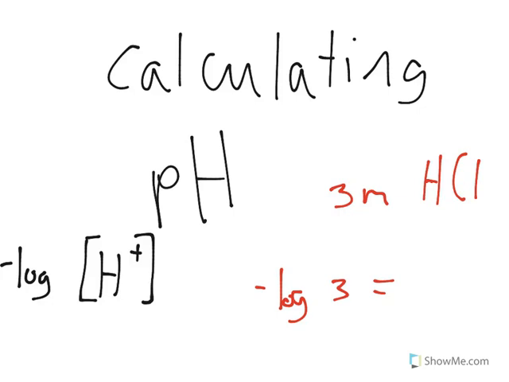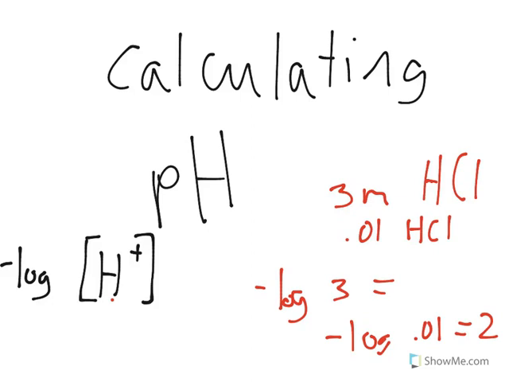Something more common would be something like 0.01 molar HCl. Trying to calculate the pH of that, you would do the negative log of 0.01, and I believe that would make our answer 2. So the pH would be 2 on that. So simple as that. For calculating the pH of an acid, we just do the negative log of the H plus, or the negative log of the concentration of the acid, and we have the pH.